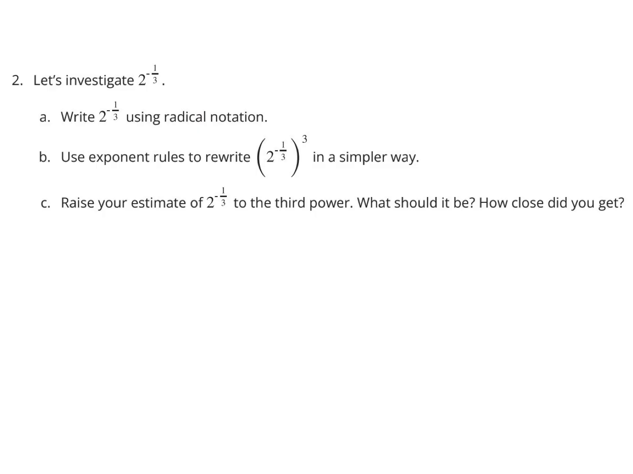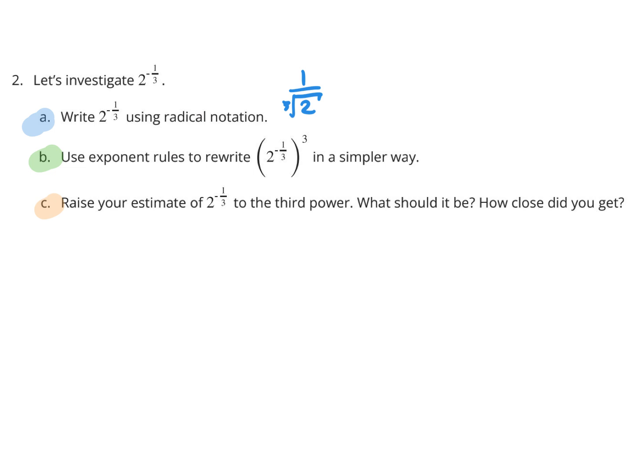Okay, let's investigate 2 to the negative 1/3. Write 2 to the negative 1/3 using radical notation. So we're going to handle A in blue, B in green, and C in orange. Okay, 2 to the negative 1/3. The negative flips 2 upside down, so it becomes 1/2 and a cube root, because the denominator is the index and the numerator is the exponent.